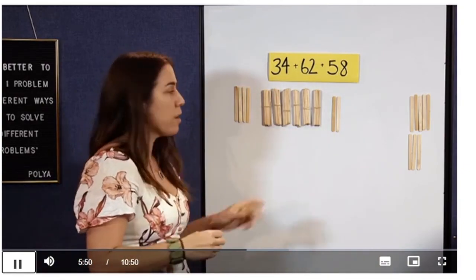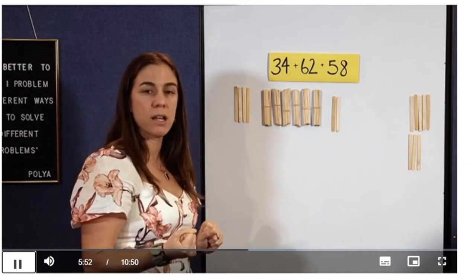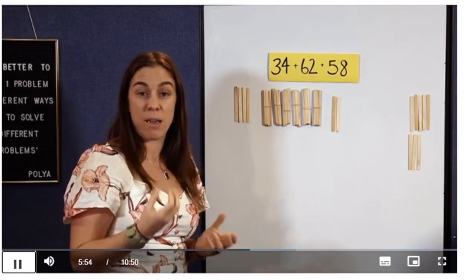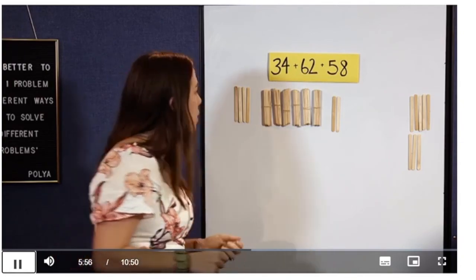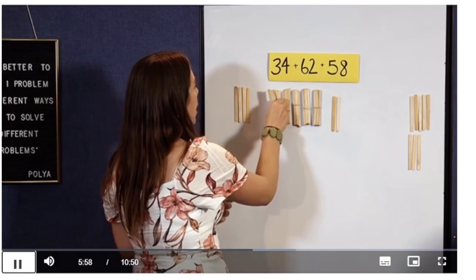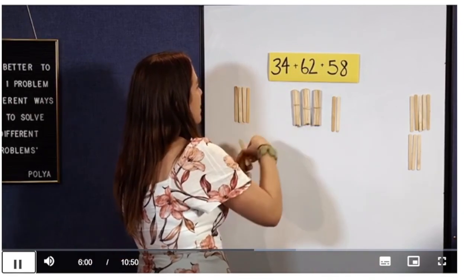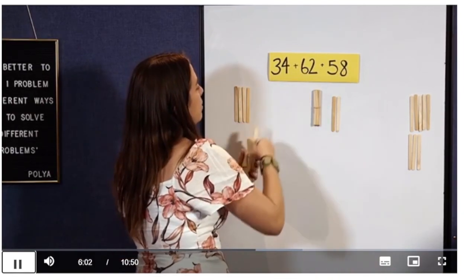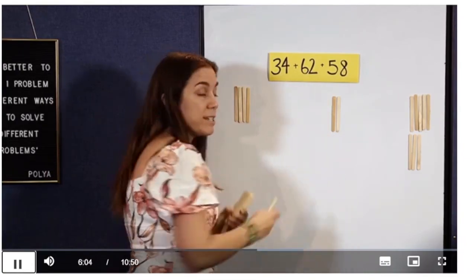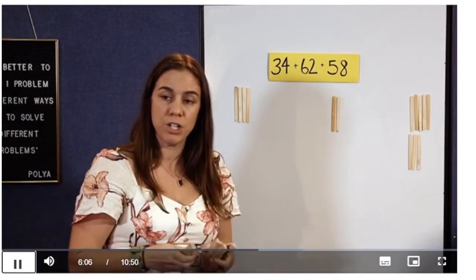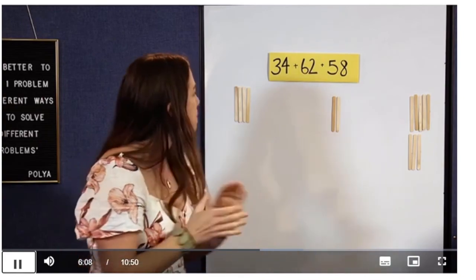Now I want to add the 6 tens to my 8 tens. And I know that 6 and 8 is the same as double 7, so 14. So when I collect these 6 tens, I'll be able to add it to my 8 tens and use double 7 as my strategy. So now I've got 14 tens.